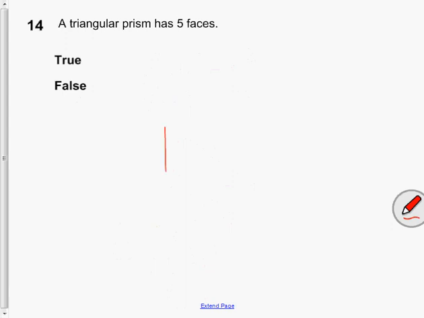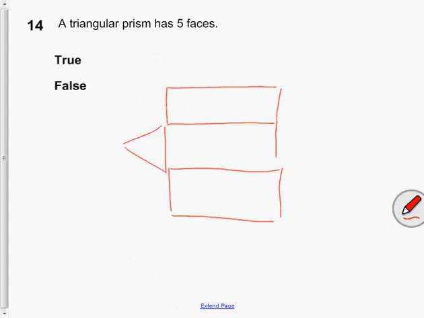Question 14, a triangular prism has 5 faces. The easiest way for us to figure this out is to draw a net. You all remember drawing these nets of triangular prisms, and we have that. The triangular prism breaks down into this, which shows that there are indeed 5 faces.